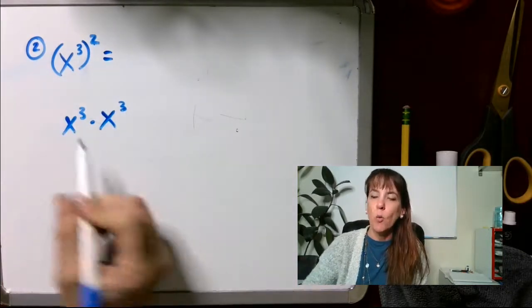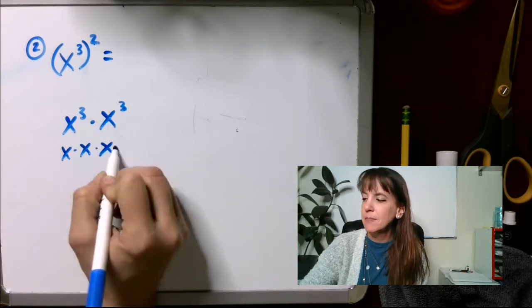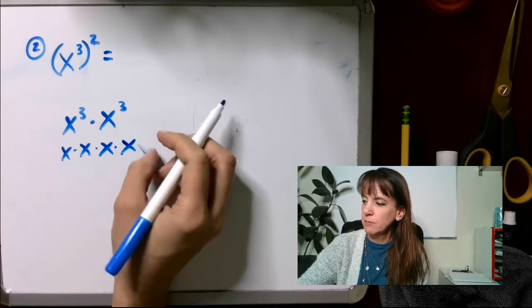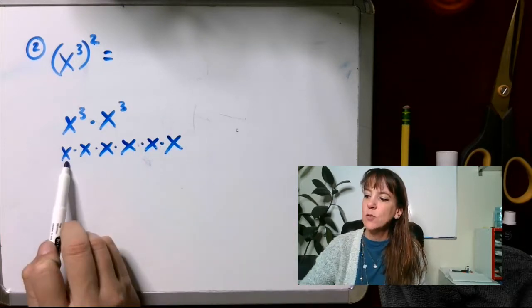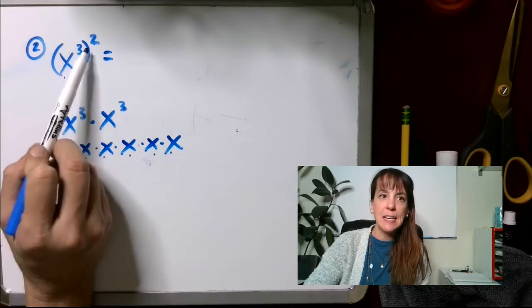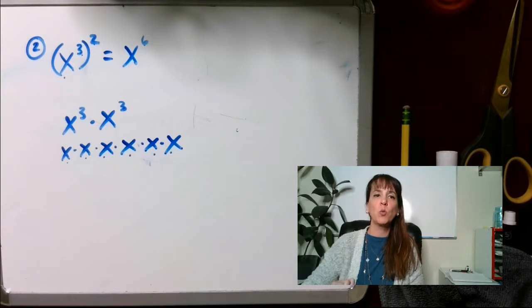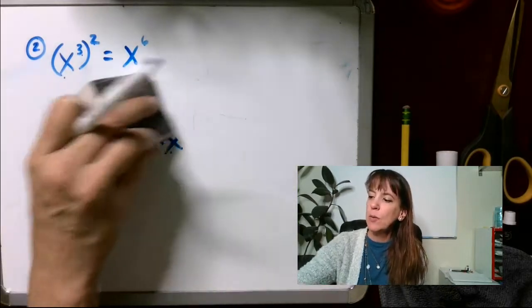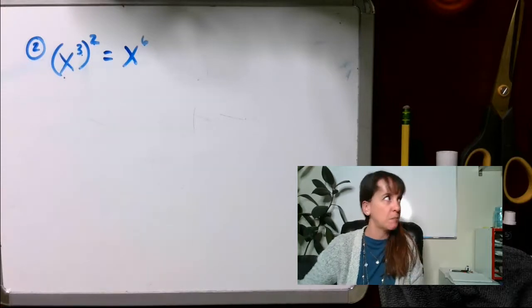X to the third. Well, that means x times x times x times x times x times x. That is 1, 2, 3, 4, 5, 6 x's. So what we're saying is x to the third squared is x to the sixth. That's your second rule. What have we done there? Looks like we have multiplied those 2 numbers.